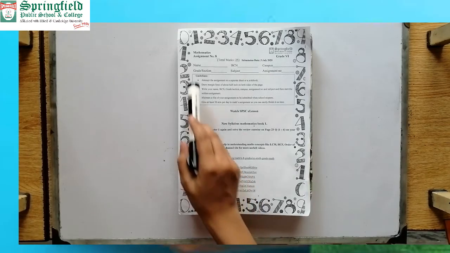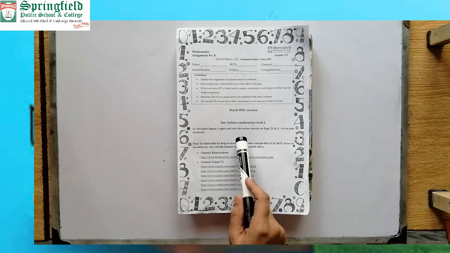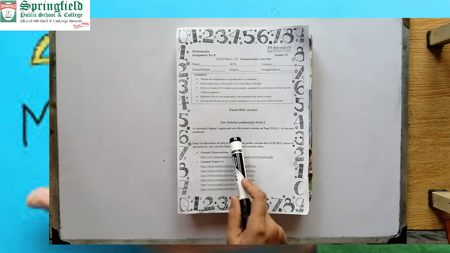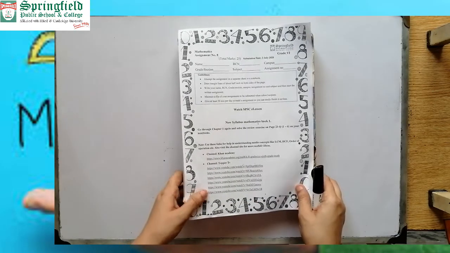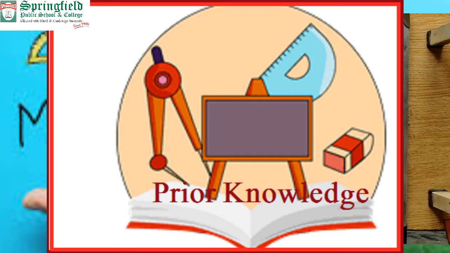And students, now we are going to solve math assignment number 8. In this assignment we will do the review exercise of chapter 1. Review exercises are always based on your previous topics, so we will revise the previous topics first and then start the review exercise questions and answers.